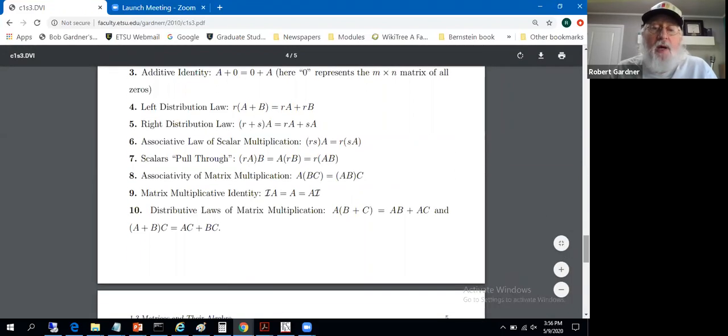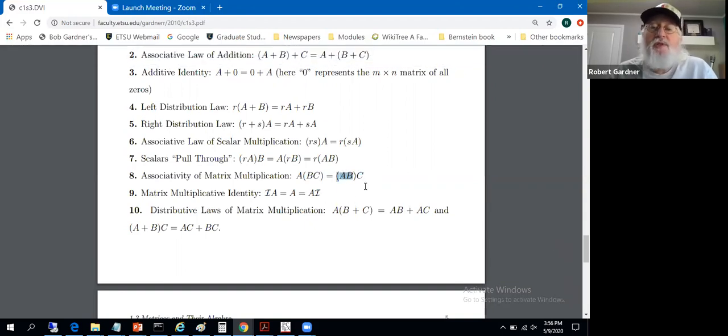We get associativity for matrix multiplication. The claim is, if we take matrices B and C and multiply them and then multiply by A, that's the same as multiplying A by B and then multiplying by C. The order A, B, C has to stay the same on both sides, but we can associate B and C first and then multiply by A, or we can associate A and B first and then multiply by C. Usual associativity stuff.